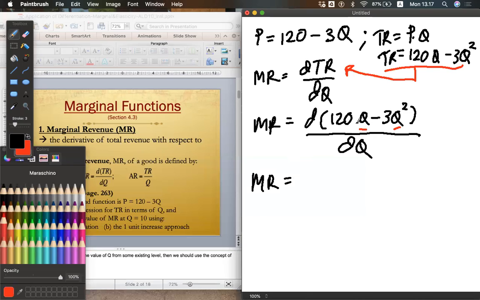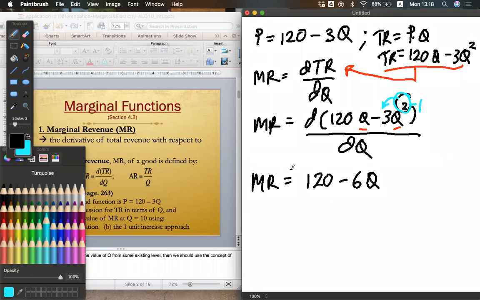So d(120Q)/dQ equals 120, and then minus 3Q quadrat. Then we can put this power, the 2, and multiply it with 3. So it becomes 2 times minus 3, minus 6. And then Q, with the power subtracted by 1. 2 minus 1 equals 1. We don't need to write the 1.